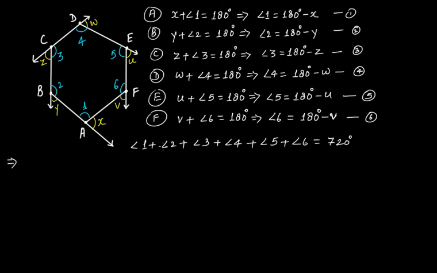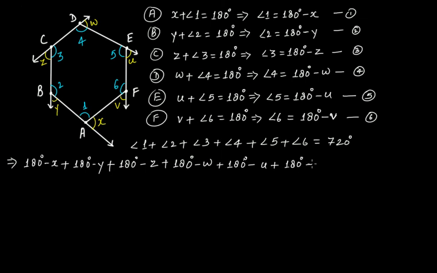Now put the values of 1, 2, 3, 4, 5 and 6 from here. So you get 180 degrees minus X. For 2 you get 180 degrees minus Y. Then for 3 you get 180 degrees minus Z. Then for 4 you get 180 degrees minus W. Then 5 is 180 degrees minus U, and then 6 is 180 degrees minus V. It is equal to 720 degrees.